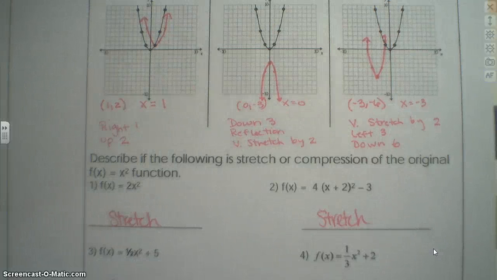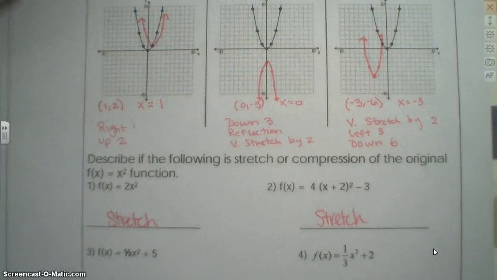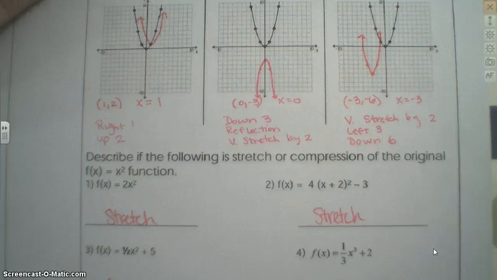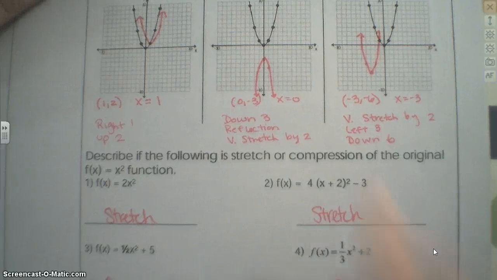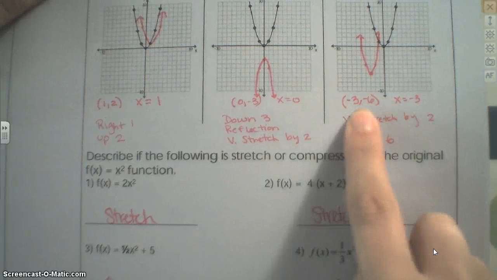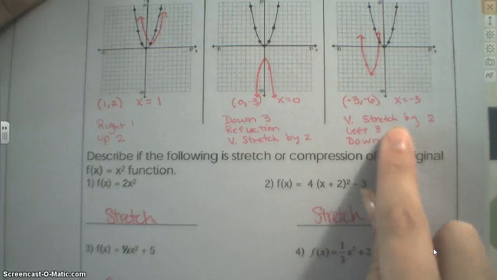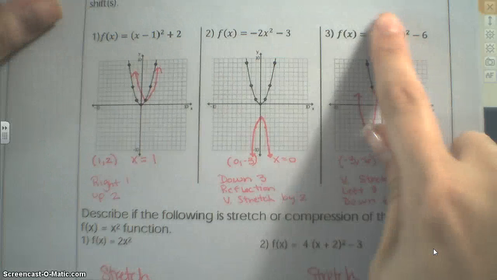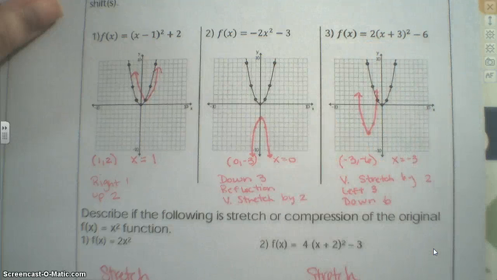All right, so just to finish up that 4-7 day 3, the answers for these last page and a half here. We had -3, -6. We had a vertical stretch by 2 because of that 2 that's in front there. And then we went left 3 and down 6.